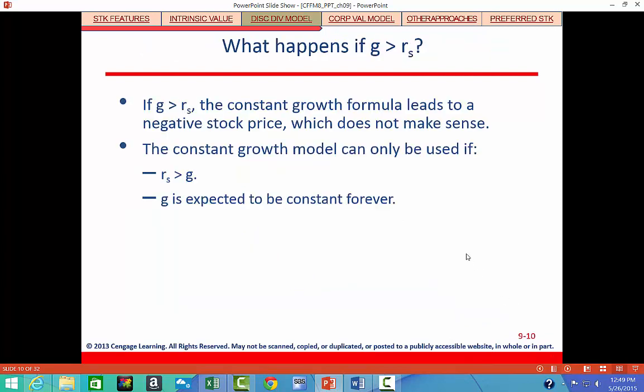So in that equation, D1 over r minus g, we assume that r is going to be greater than g, because otherwise we have a negative price. So this is the situation they're talking about here. If the growth rate is greater than the required return for the stock, then you do get a negative stock price and you can't use that model. So you can only use the model if the required return for the stock is greater than the growth rate, and if the growth rate is going to be constant forever. So you can't have a negative stock price.